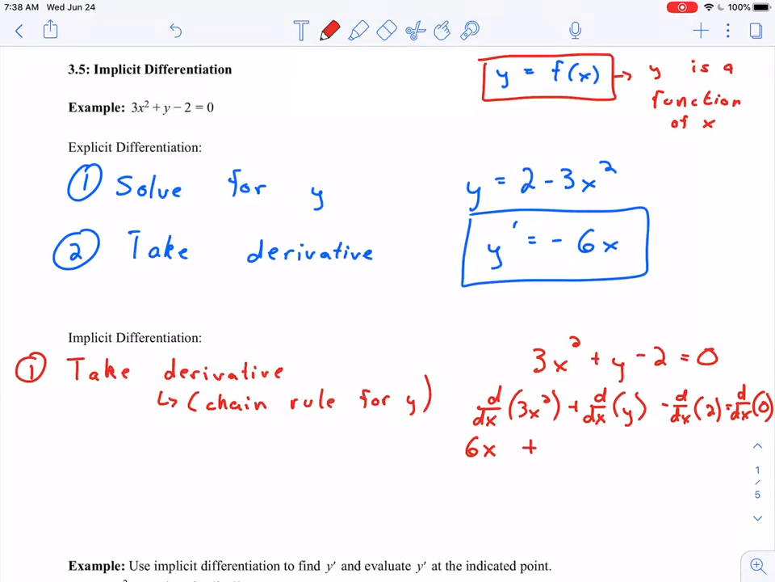Plus, this is where things get a little bit different. Here I want to take the derivative with respect to x of y. But I'm thinking about, again, y is a function of x, and if y is written as a function of x, I'm taking the derivative with respect to x. I have to use the chain rule.